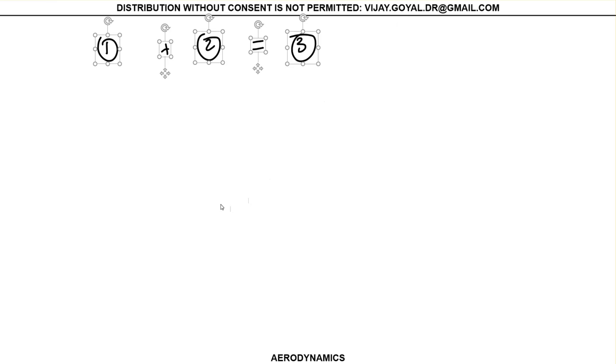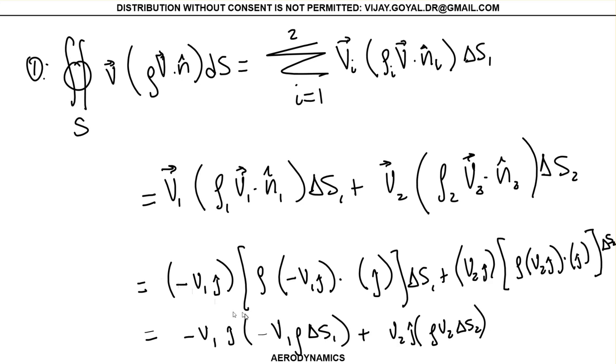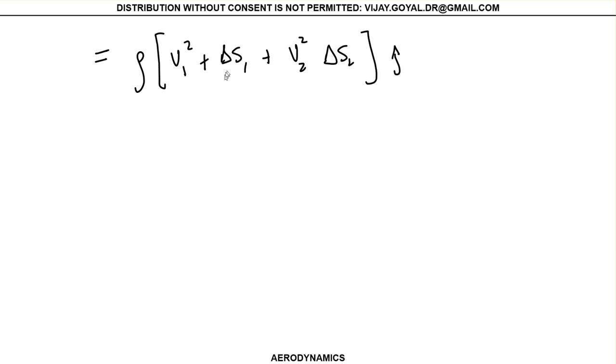Before I add all this up, let me do some simplification and show you what the expression ends up being. The whole expression ends up being v1 squared plus delta s1 plus v2 squared delta s2. This is all j, right? Because this is j, this is j. I'm just simplifying the expression. Minus, minus, negative, negative becomes plus. So this is how I get this expression.